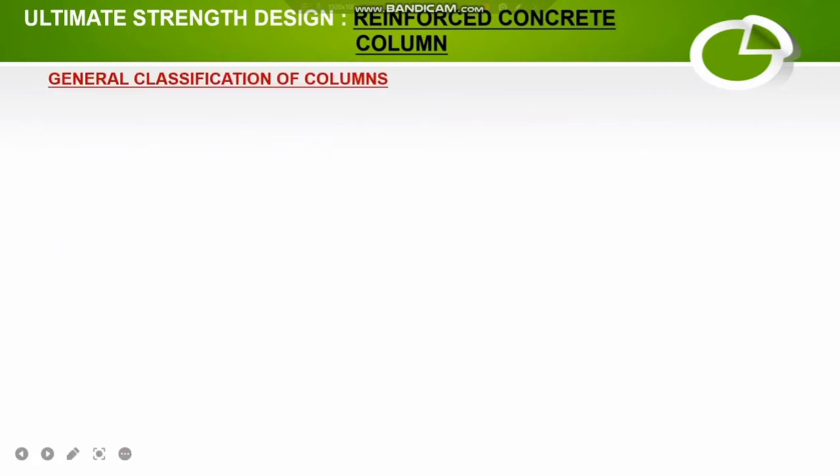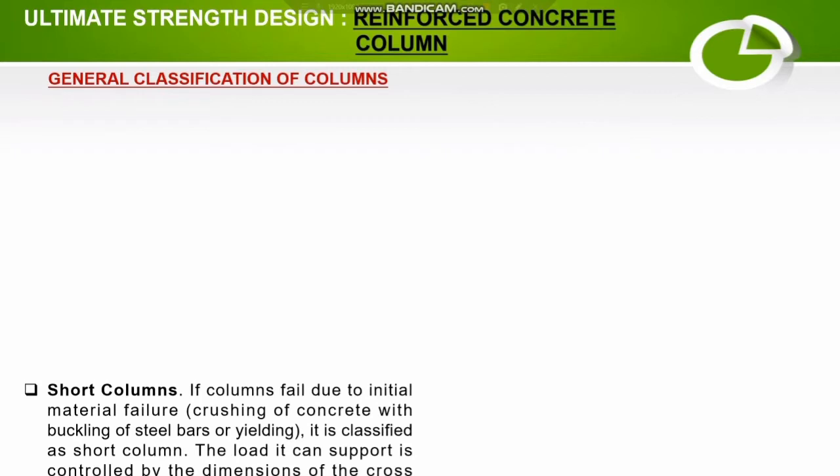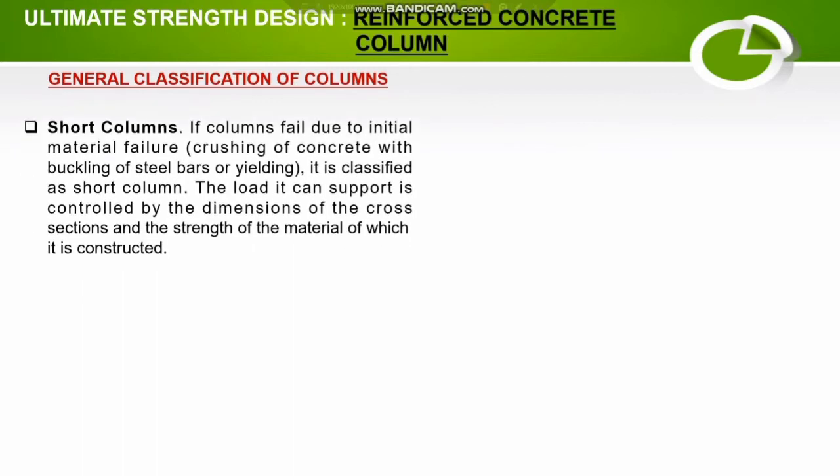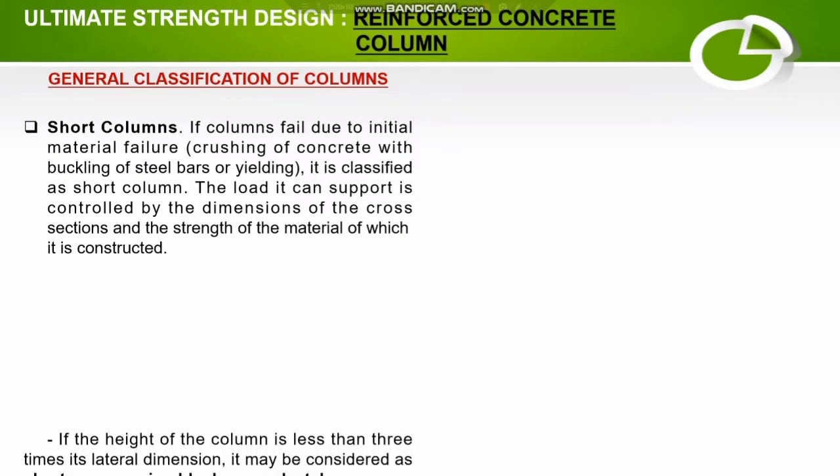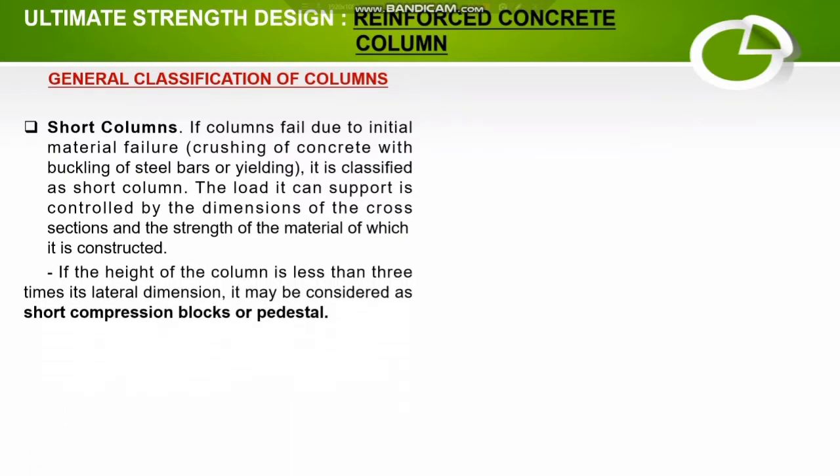So there are two general classifications of columns. The first classification is the so-called short columns. If columns fail due to initial material failure or crushing of concrete with buckling of steel bars or yielding, it is classified as a short column. The load it can support is controlled by the dimensions of the cross section and the strength of the material of which it is constructed.